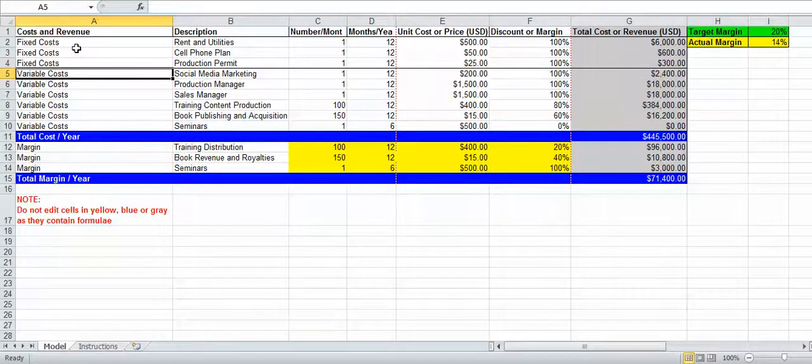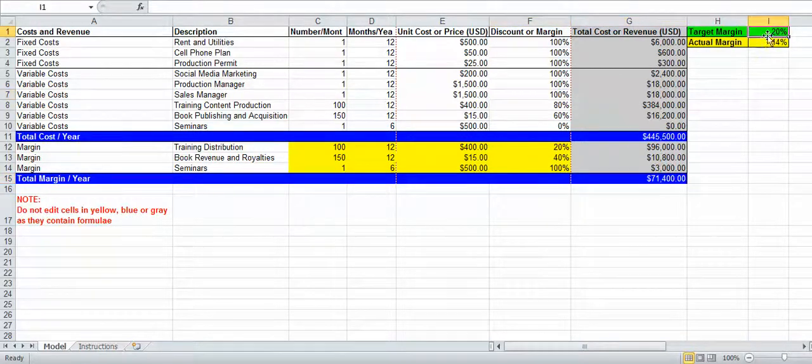Now, when we move to our variable costs, we have our costs for our social media marketing. We also have a production manager and a sales manager. And you'll notice that we have three products, which you'll see later on in the revenue section or the margin section: our training content, our book publishing, and our seminars. So again, we've detailed the number sold per month, number of months per year, unit cost, and of course, whatever our total cost or revenue turns out to be. So above this blue line, it'll all be costs. Below it, it ends up being our margin actually. So the difference between our revenue and our costs.